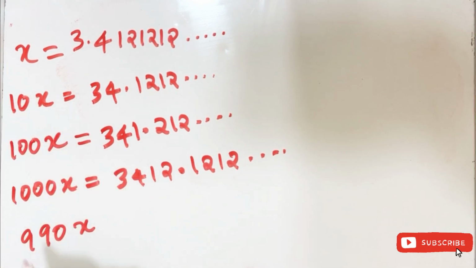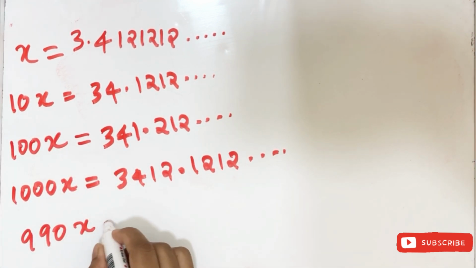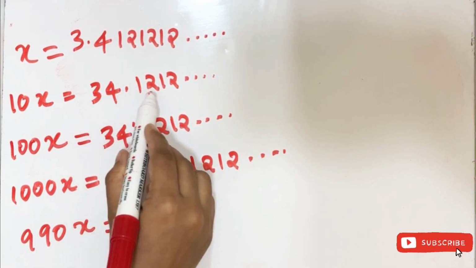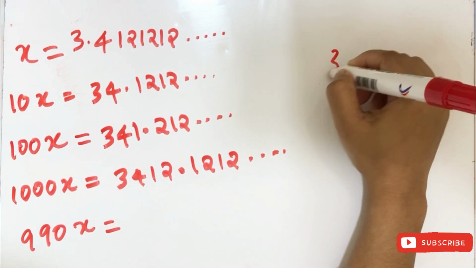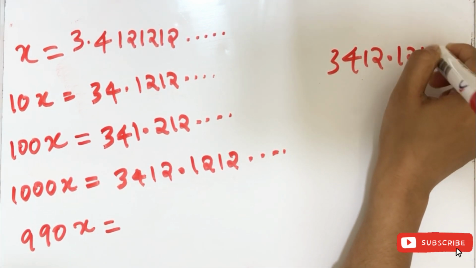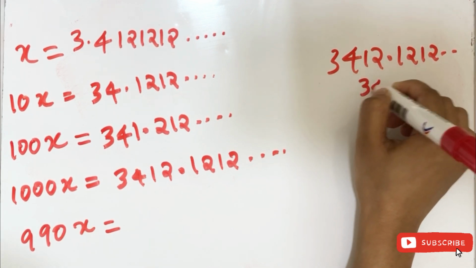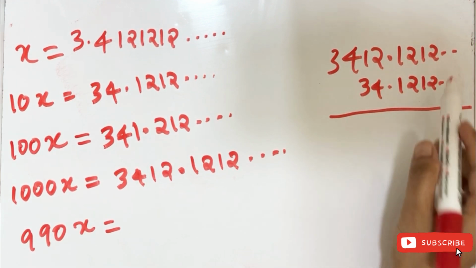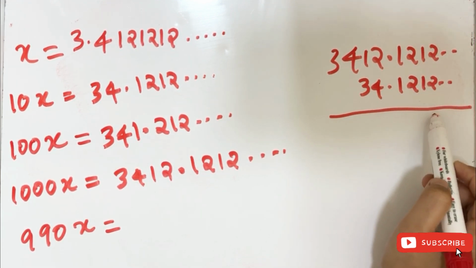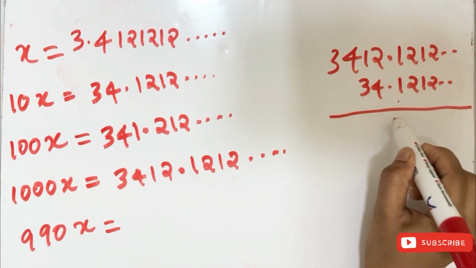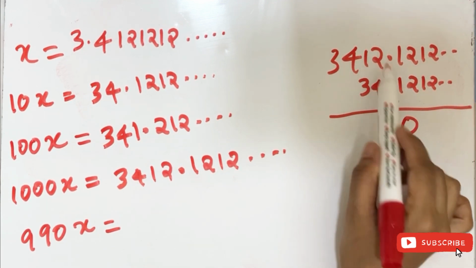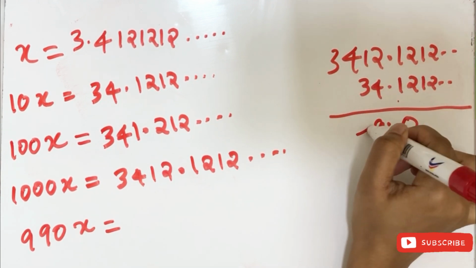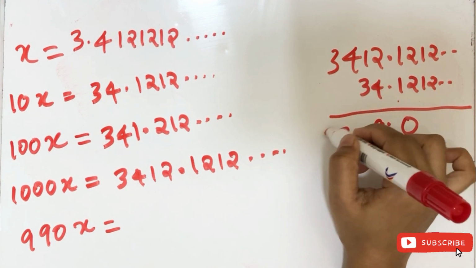So 1000x minus 10x is 990x. 1000 minus 10 is 990. X is equal to, here 3412.1212, etc. minus 34.1212, etc. Here after the decimal, all the digits cancel. 2 minus 2, 0. 1 minus 1, 0. 2 minus 2 again 0. So after the point, 0. Here 2 minus 4, or 12 minus 4, 8. Here 10 minus 3, 7. Here 3. 3 minus 0, 3.